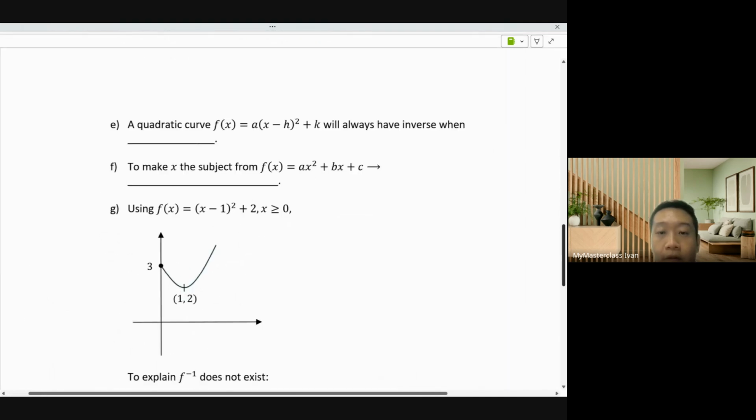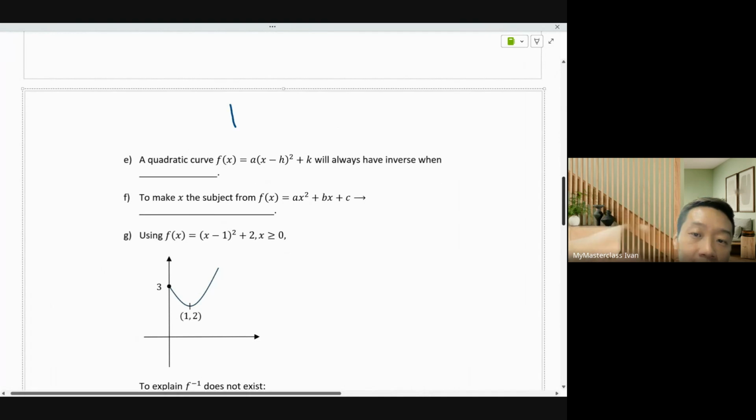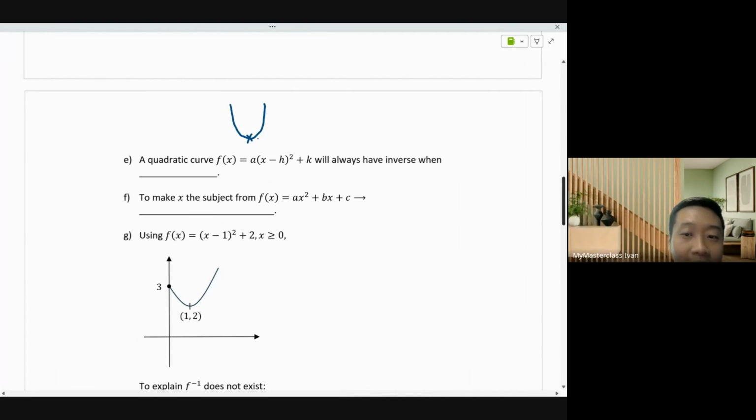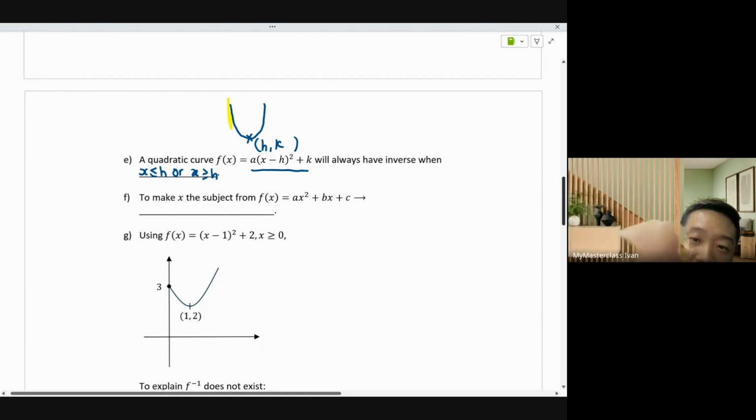Okay? A quadratic curve. Draw a U shape for me. Ying Xuan, what is the coordinate of this minimum point in terms of this? Okay, very good. Does it have an inverse now? No, because it is not 1-1. Quadratic will always have an inverse when x is less than or equal to h, or x is greater than or equal to h. Understand or not? It's either the left side, this guy, or the right side, this guy. Only the yellow part is 1-1 now. Can you see? Only the yellow part is 1-1, or the red part is 1-1.